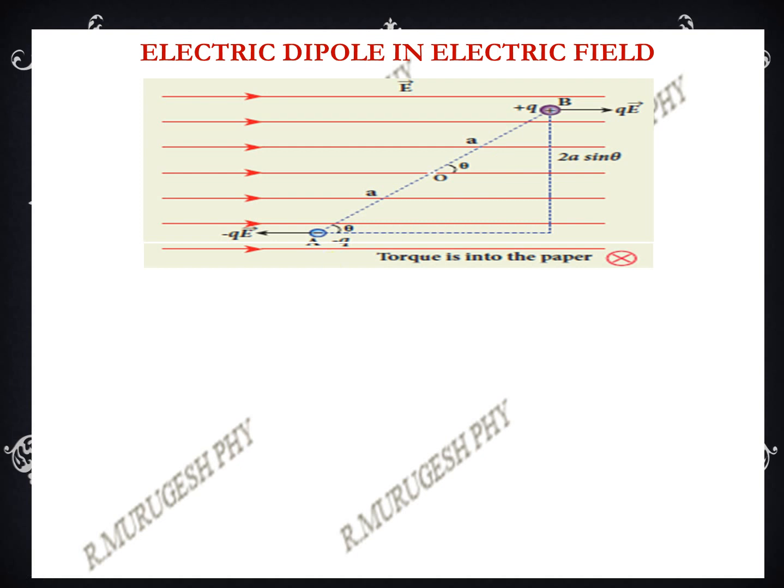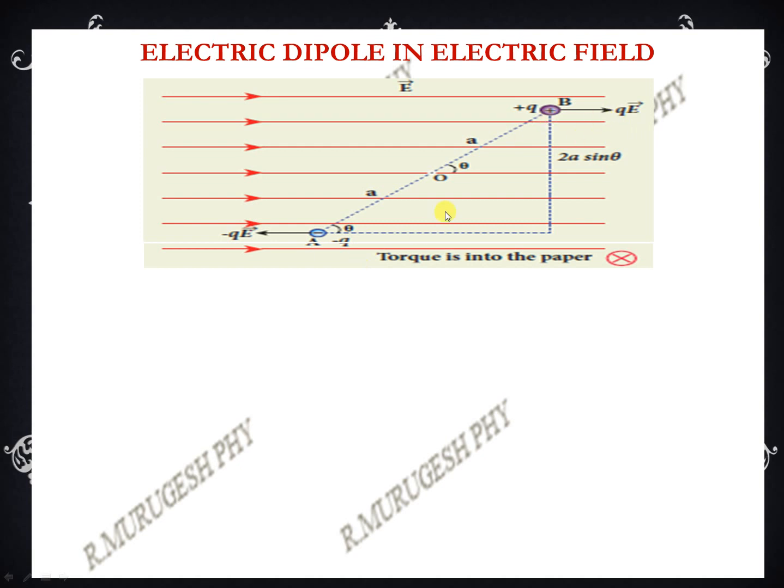Okay. Now, at the two ends of the dipole, two equal forces are acting. And these two equal forces are directed opposite but not acting in the same line. They are acting along different lines. So now, these two forces will cancel each other. So net force will be 0.